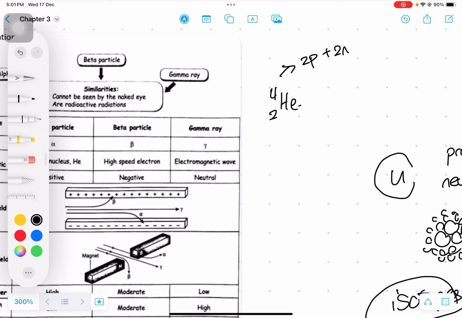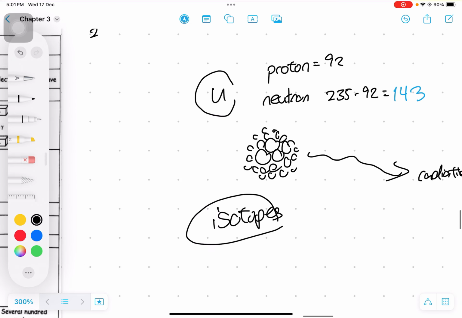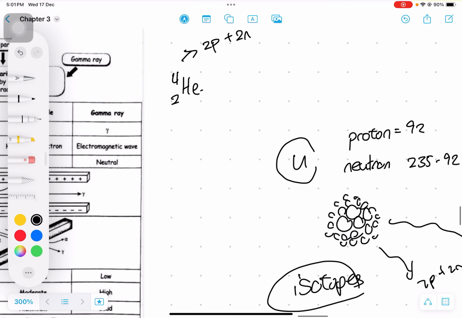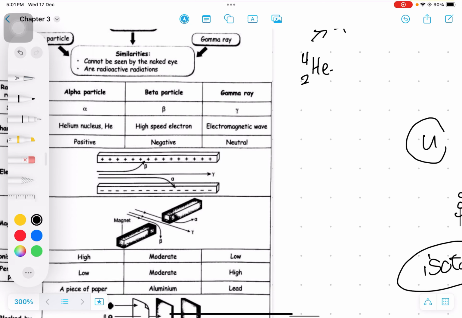Okay, so it's just 2 protons and 2 neutrons released from the center. That's why there's no electron released. It just comes out from the center as 2 protons and 2 neutrons. So it came out like this. And this is called an alpha particle.